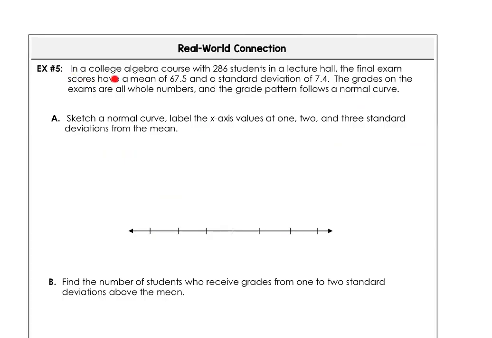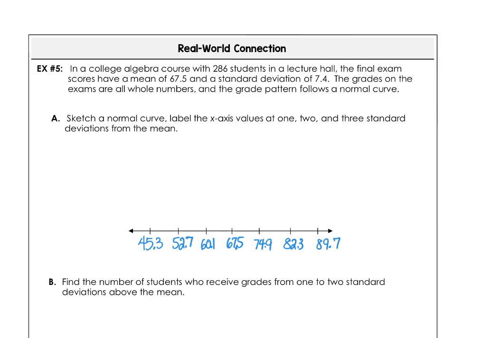This is our last example: a college algebra course that has 286 students. The final exam scores had a mean of 67.5 and a standard deviation of 7.4. The grades on the exams are all whole numbers, and the grade pattern follows a normal curve. So we want to sketch a normal curve, labeling the x-axis values at 1, 2, and 3 standard deviations from the mean. So 67.5 is in the middle, and we're going to add 7.4 for each standard deviation. You might want to turn off the video, complete your x-axis here, and then join me again.